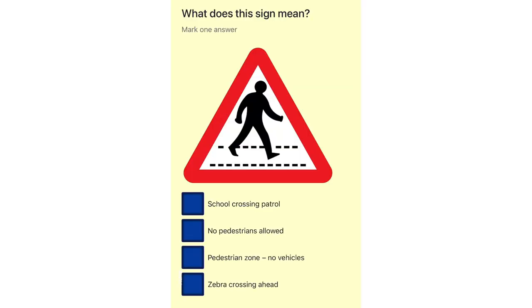What does this sign mean? School crossing patrol. No pedestrians allowed. Pedestrian zone, no vehicles. Zebra crossing ahead.